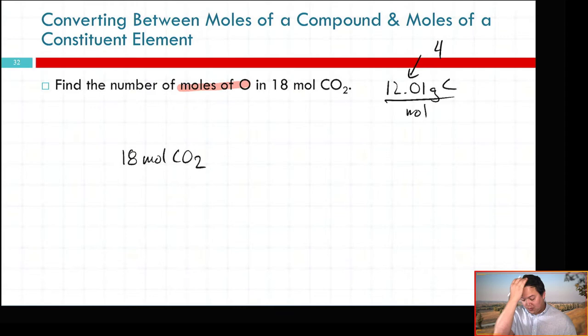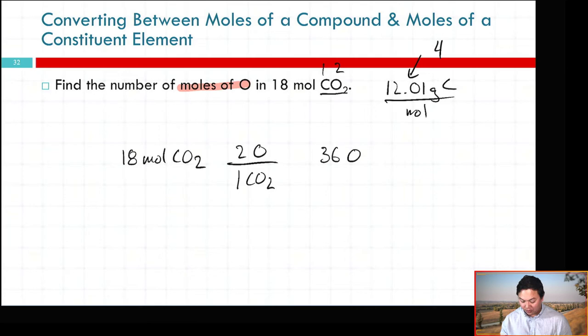Okay, right. So we have 18 moles of CO2. We want to know the number of moles of oxygen. So we don't need to go to grams or anything because we already know from the molecular formula that there are two oxygen atoms for every one CO2. So we'll do one CO2 and two oxygens. So we'll get 36 moles of oxygen.